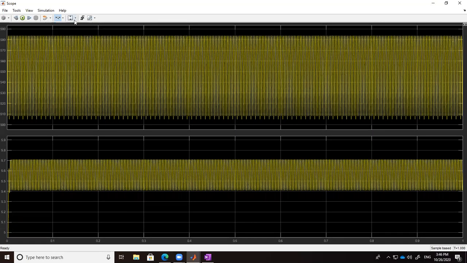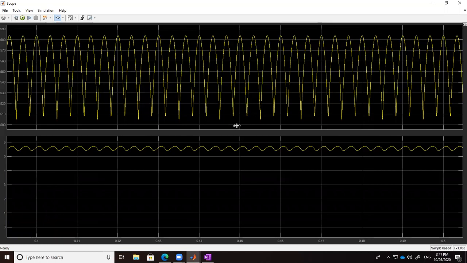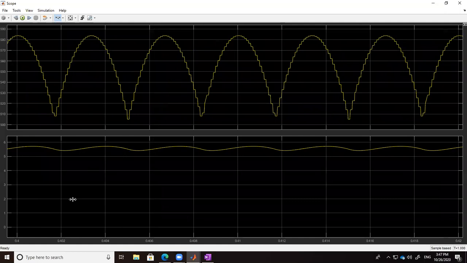Now let's have a look. If you look at the waveform, once again I will focus on one fundamental cycle, so 0.4 to 0.42. Now here, the voltage has ripples, but the current ripples are filtered out. So the current is much smoother than the output voltage, right?